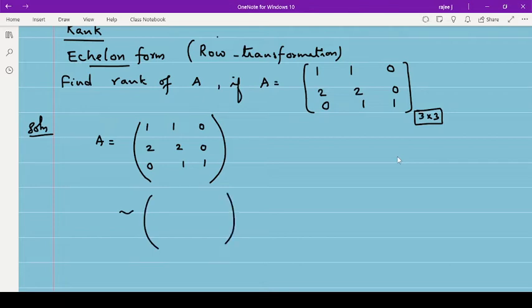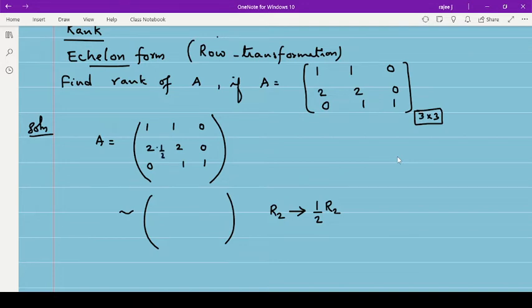I will divide this R2. R2 changes to, because here 2 is common, the same number. If I divide by 2, I will get the same as the first row. So R2 changes to R2 divided by 2, or we can write 1 by 2 R2. Each element of R2 is multiplied with 1 by 2. So here 2 into 1 by 2 is 1.